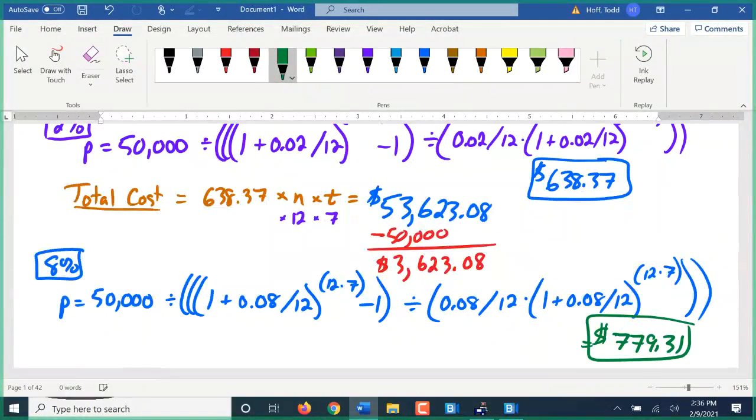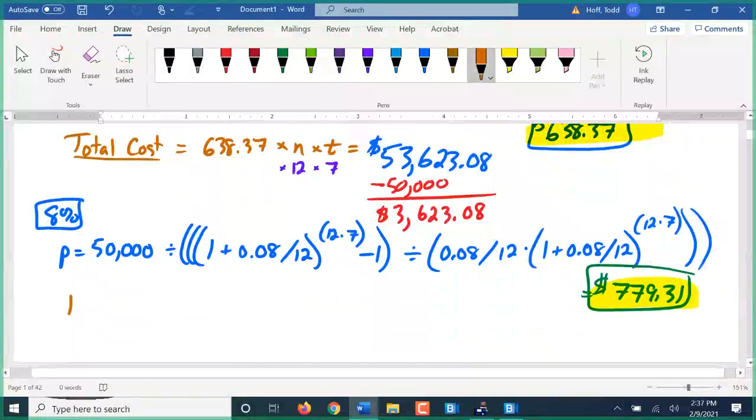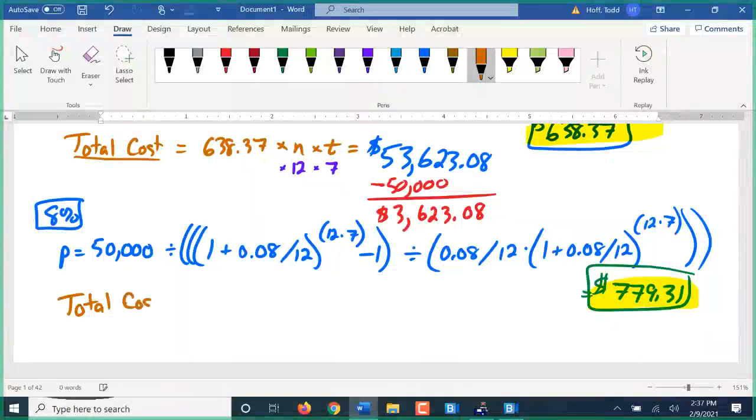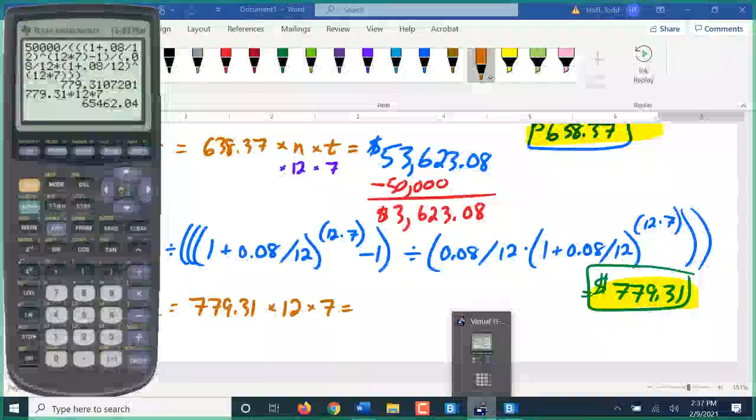That payment is over $140 a month more than what it would have been at 2%. The real significance is when it comes to the total cost. Take that $779.31 times 12 months in a year times 7 years. $55,462.04.